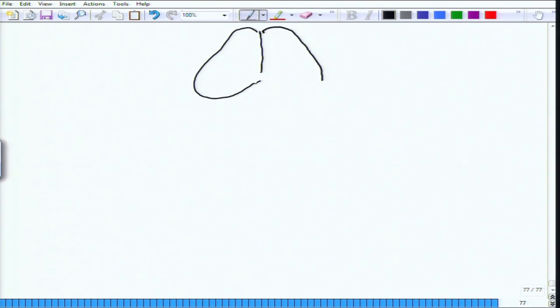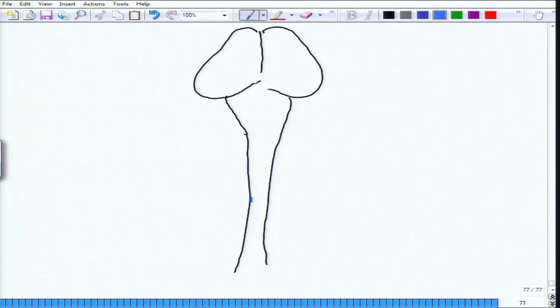If this is how the brain looks, and this is the brain stem. From the spinal cord you are getting all the signals which are coming, all the motor neurons and sensory neurons which are bringing the signals, and they are all interconnected with multiple kinds of connections. Somewhere they are converging, they are all interconnected with neurons, and there are circuits.